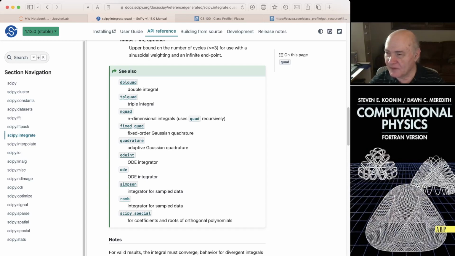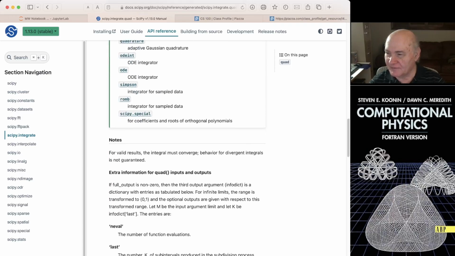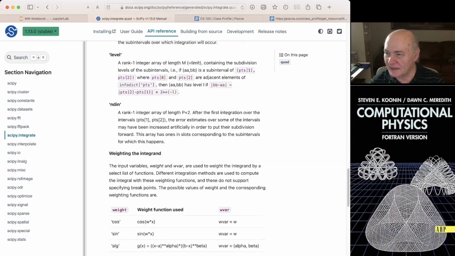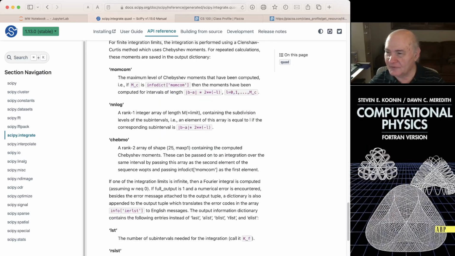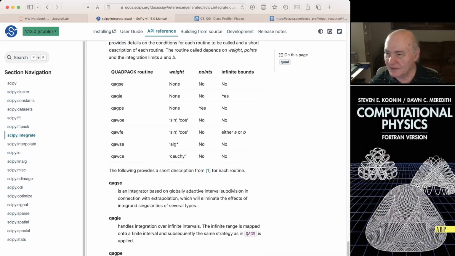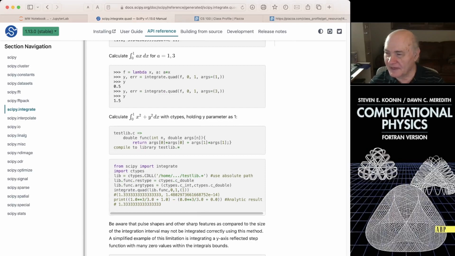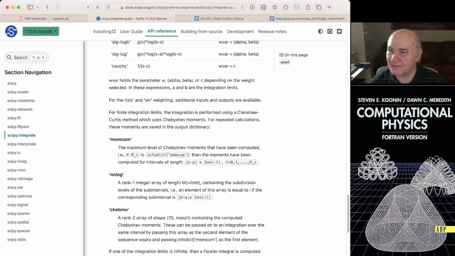There's adaptive Gaussian quadrature. I think this is being deprecated. A fixed order Gaussian quadrature. So there's a lot of functions in SciPy for integration. But this is just the basic quad, and it has a lot of parameters. Most of them you don't use most of the time, but some of them will turn out to be useful. And it has the usual examples.